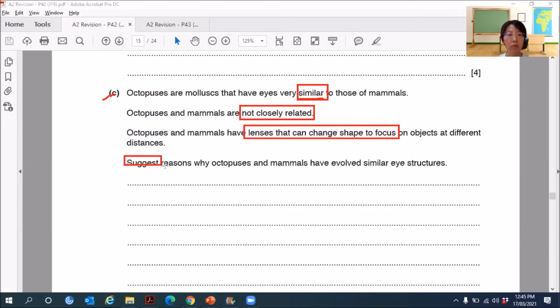So they ask you to suggest reasons why octopuses and mammals have evolved to have similar eye structure. So very easy, isn't it? We are saying that, because of natural selection, they have got similar eye structure. That means this eye structure has got a selective advantage. So this phenotype here is the favorable phenotype, coded by a favorable genotype and favorable allele.